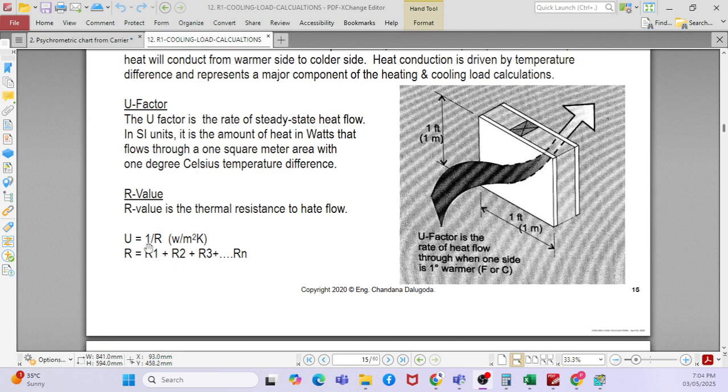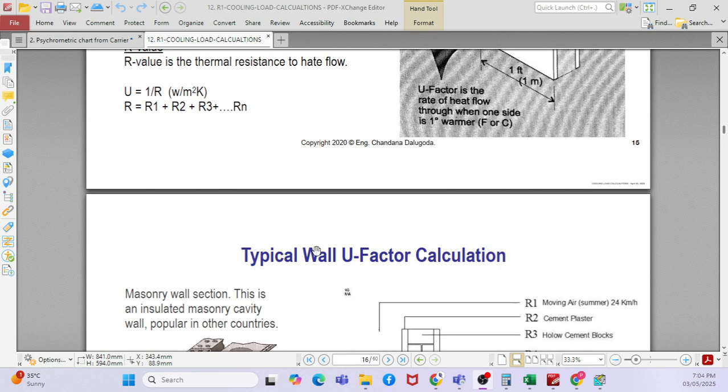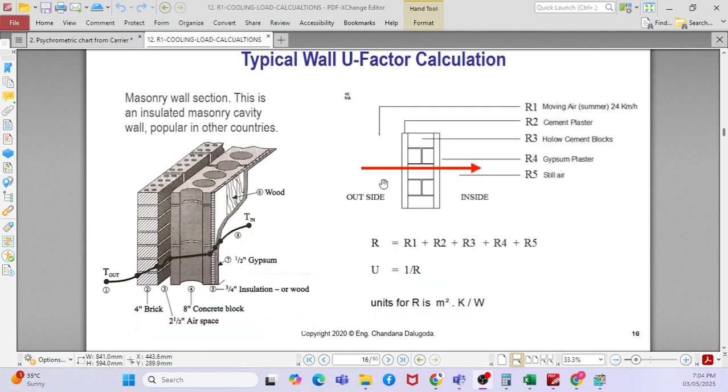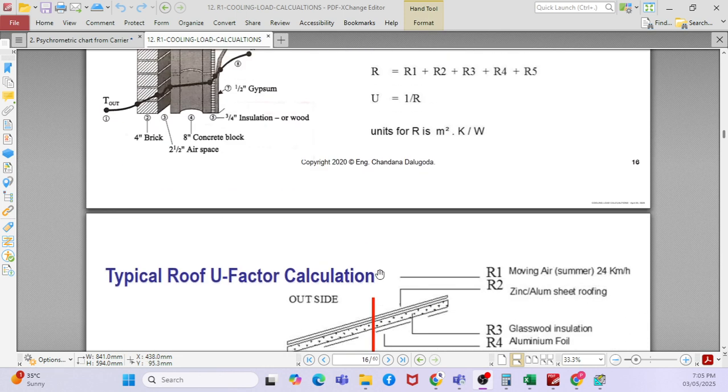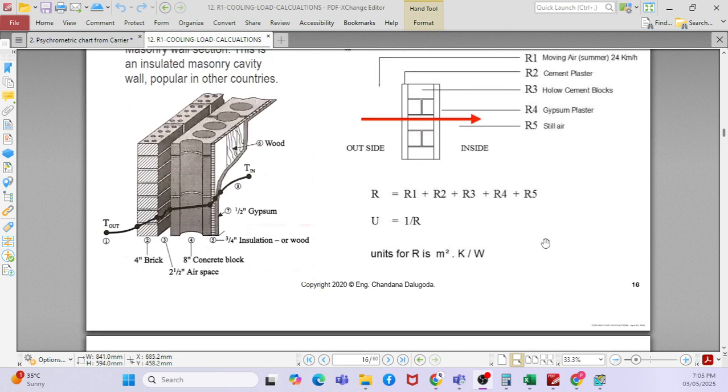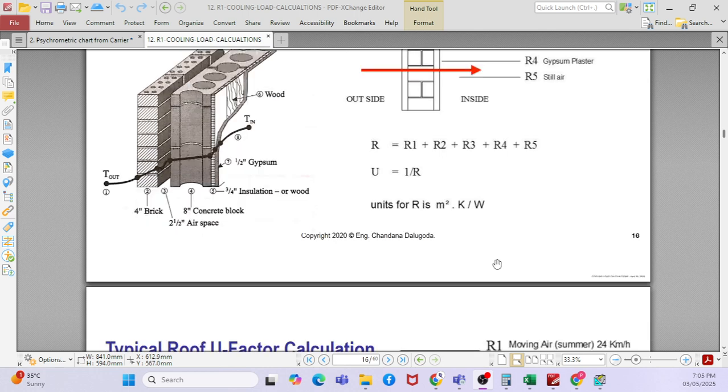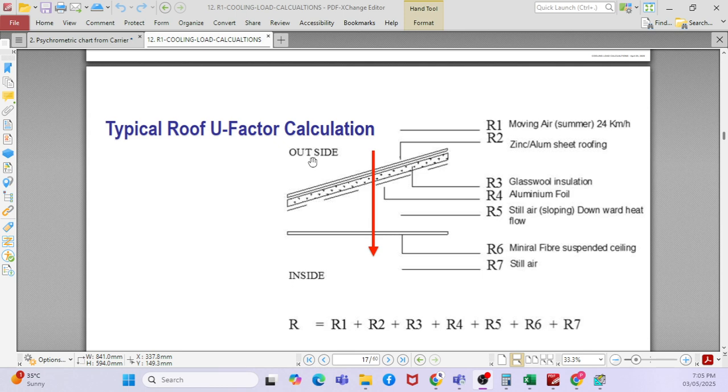So how to calculate your U value based on the different materials? Different materials have different resistance, so you add all the R values to get the summation of all R values. Then U equals 1 by R. This gives you the U value. A higher U value will increase the load, which means less resistance, the inverse. Similarly, you have the U value for the roof.